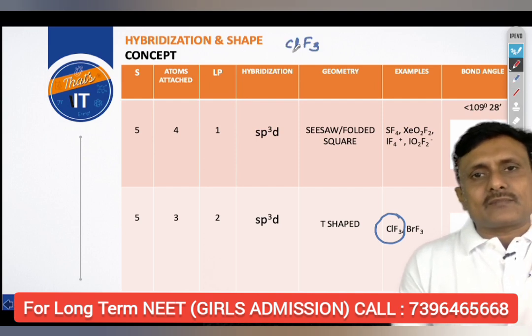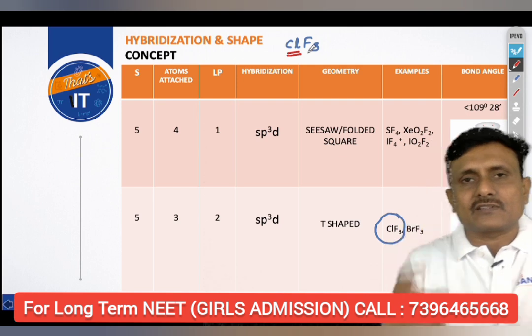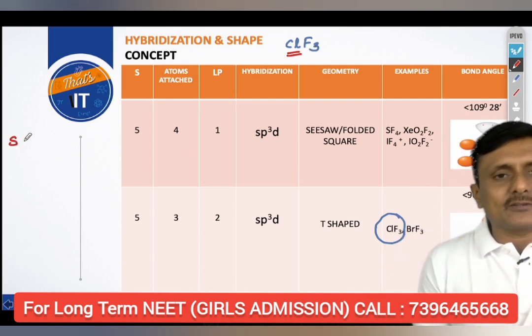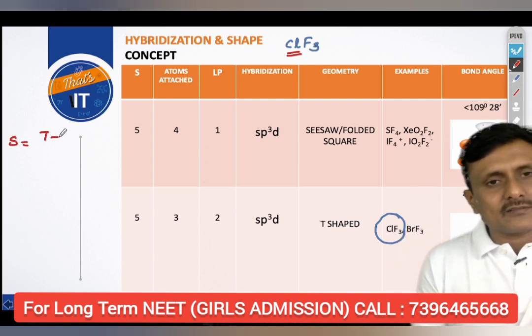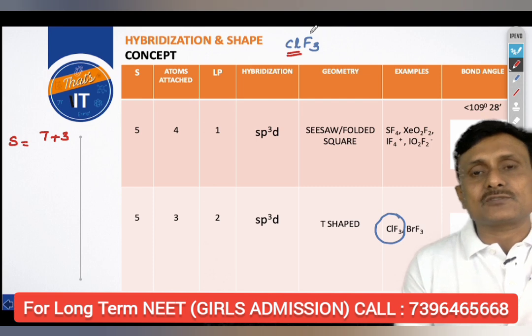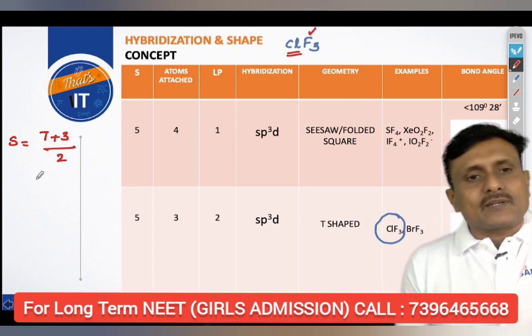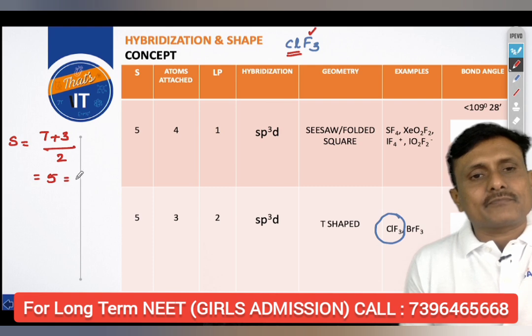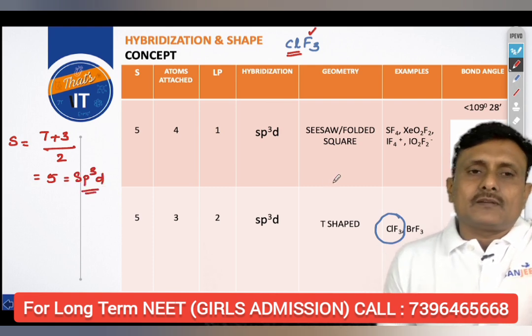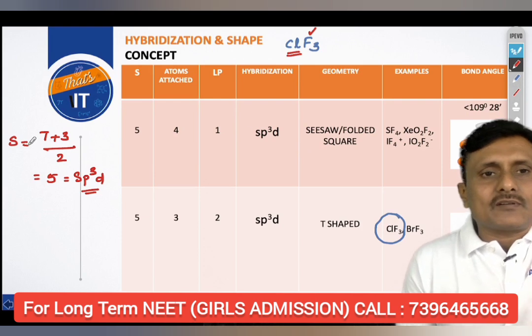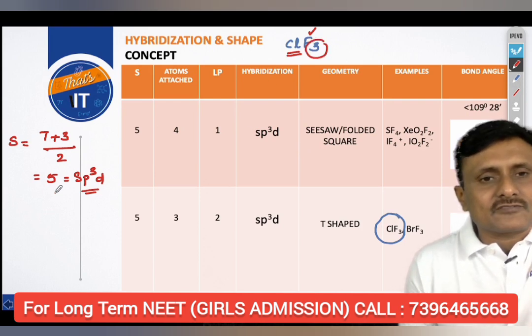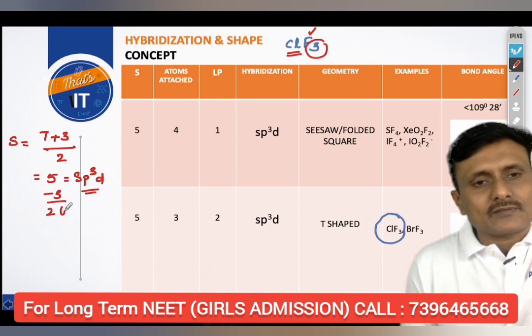Chlorine is the central atom. It has got more covalency. It is associated with 3 fluorines. So S value of chlorine: valence electrons plus halogens attached. Attached only you should count, not the total. There is no hydrogen, no charge, by 2. 5 means sp3d hybridization. So for sp3d, the number of atoms attached over here is 3. That means there are 2 lone pairs.